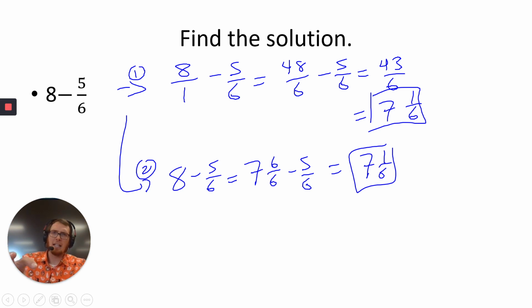So it's just taking like eight pizzas, or you could use dollars, whatever method makes sense to you, and use that to help find your solution.